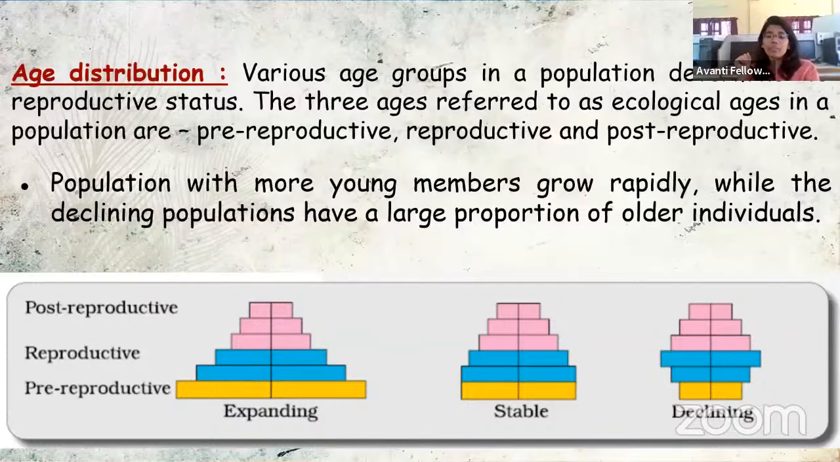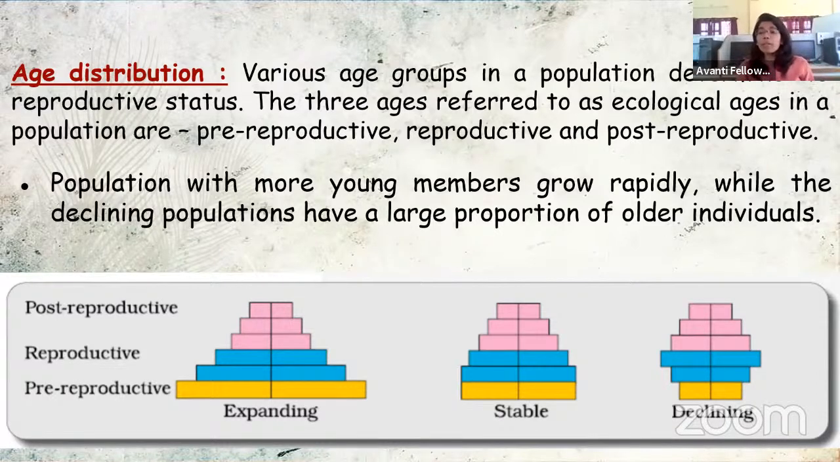Next is stable. In a stable pyramid, the reproductive aged people and pre-reproductive aged people are quite similar in number, so that the next generation will also be the same kind of people. The same number of people will be there, not more or less. This is called stable.